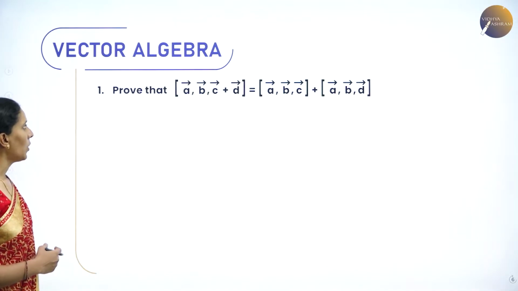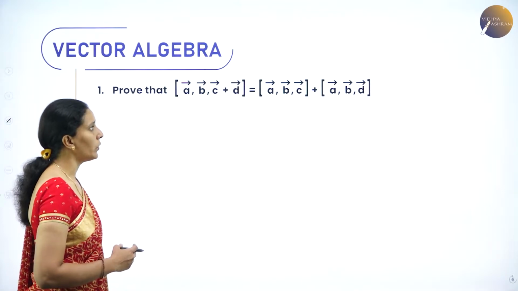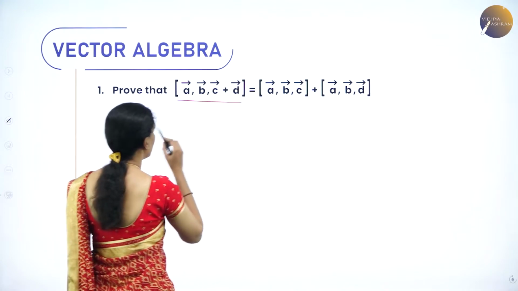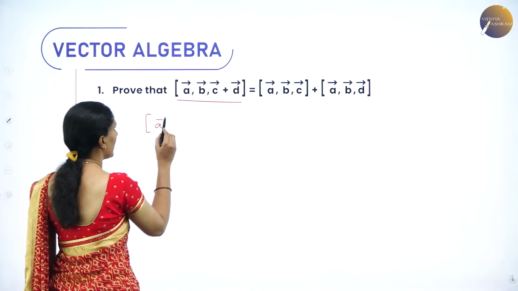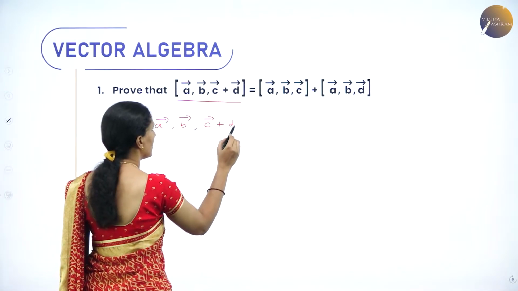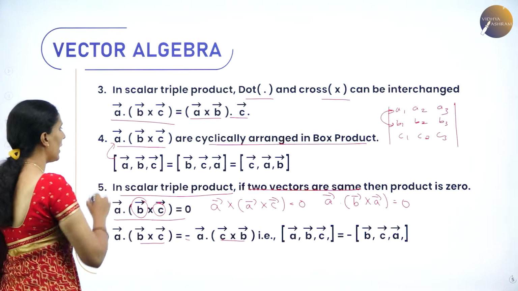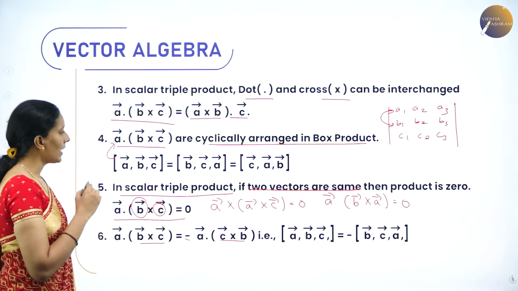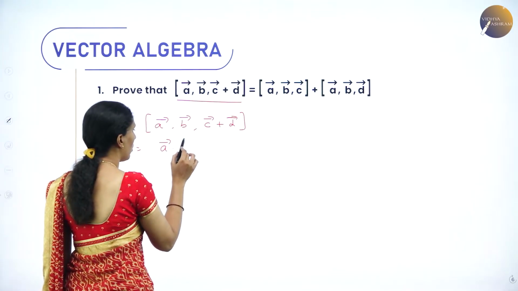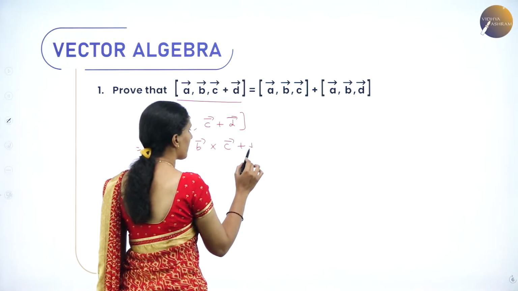Now prove that vector A, vector B, vector C plus D is equal to ABC plus ABD. So first let us take this. We have vector A, vector B, vector C plus vector D. ABC is nothing but A dot B cross C, so like this we will write the given. We can write this as vector A dot vector B cross C plus D.